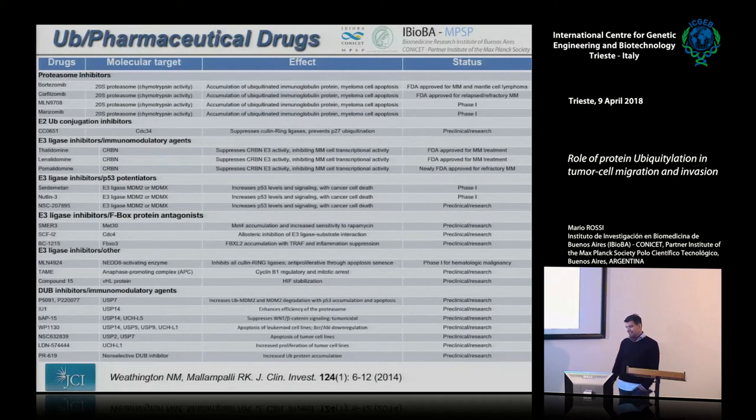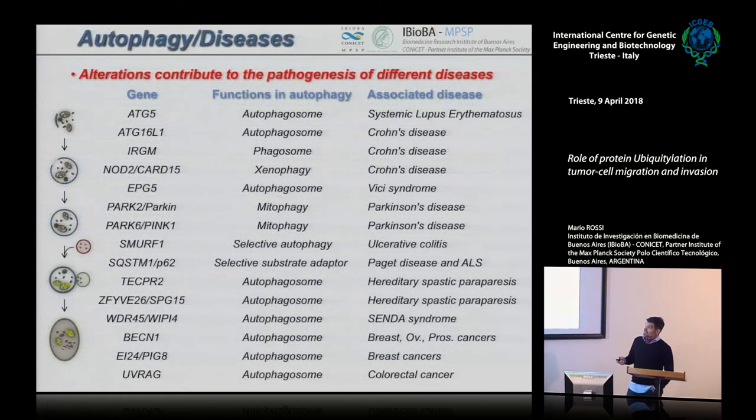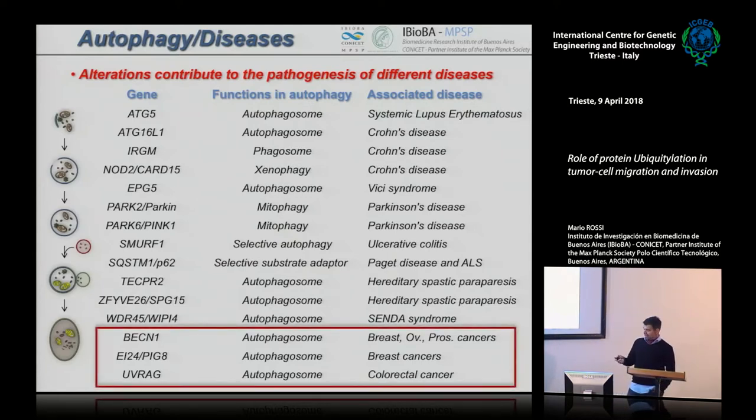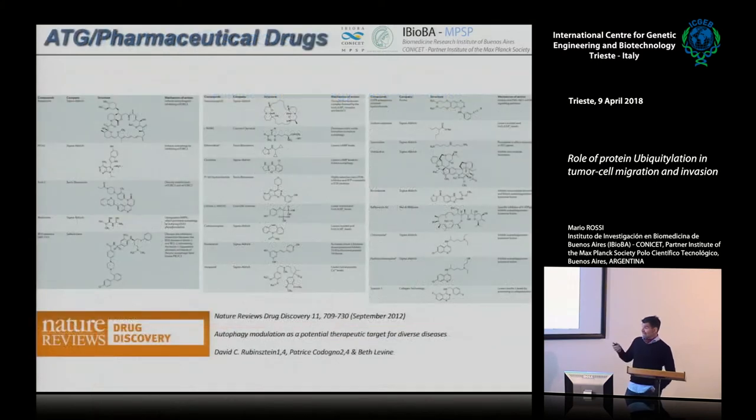Since then, many other companies have tried to find pharmacological modulators of this pathway, and still there are not that many working, but there are many in trials and starting to arrive at clinical trials. The same holds true for autophagy, where many genes are involved. Again, their regulation is involved in different diseases, and in particular, again, in cancer. And again, there is an active search for pharmacological modulators of the autophagic pathway for clinical benefit.